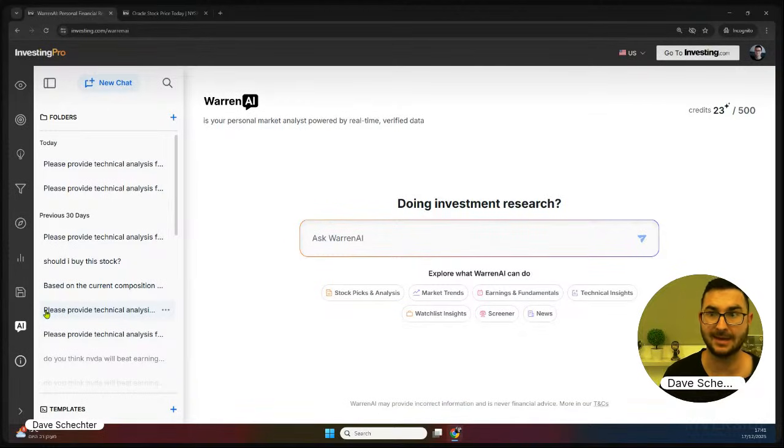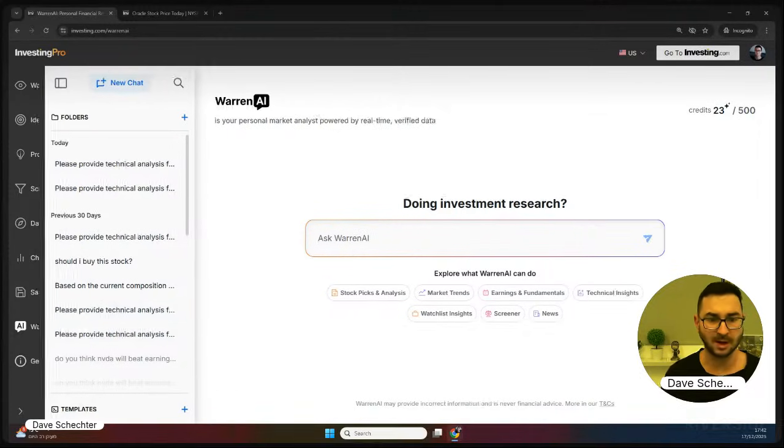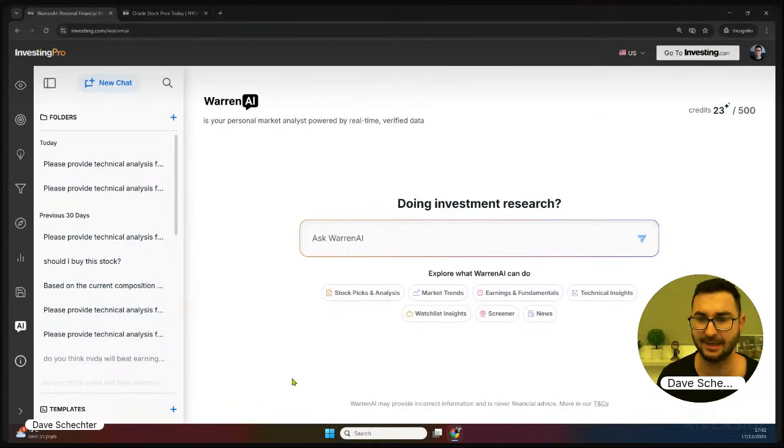So with Warren AI, the language model itself is, number one, engineered to answer your financial questions. Number two, it's connected to real-time data, so that way you're always being surfaced the correct data in the best way possible. So why don't we go ahead and do a quick demo of what Warren AI can do.